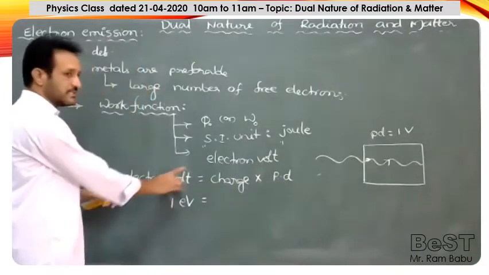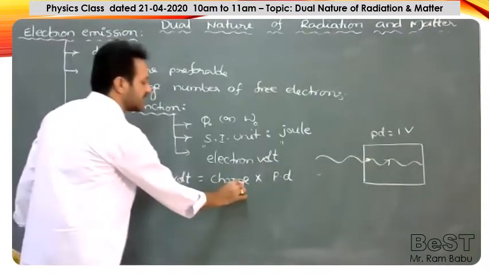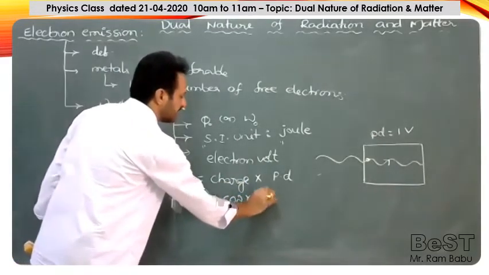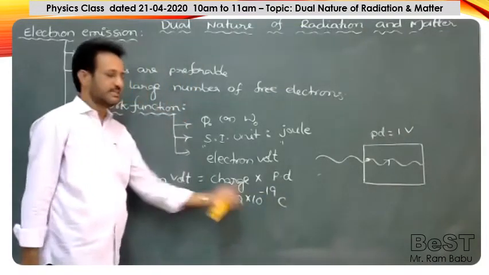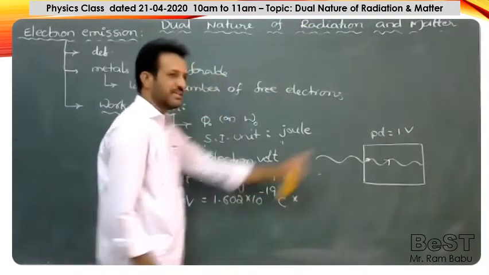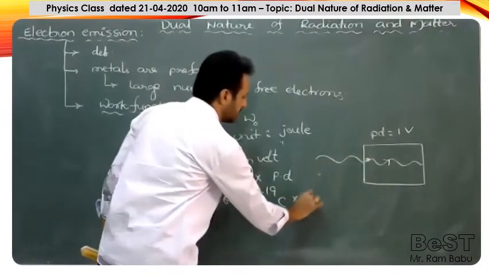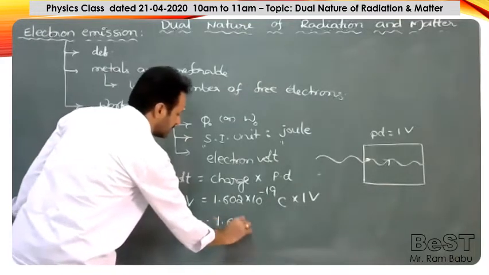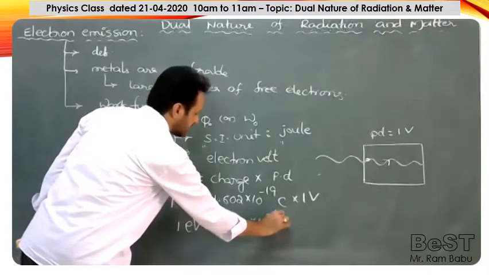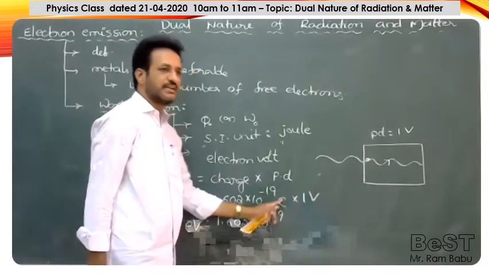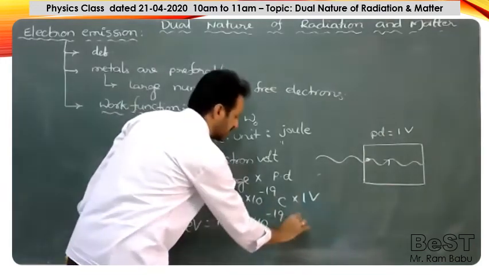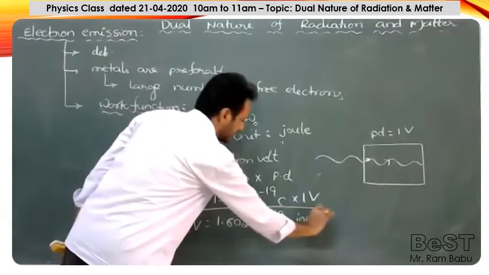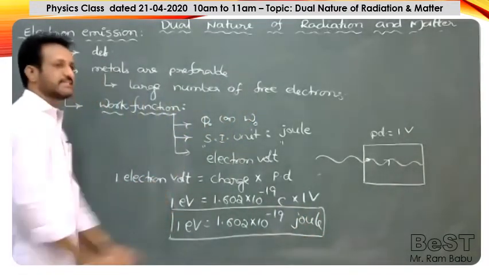1 eV is equal to the charge of electron, 1.602 into 10 to the power of minus 19 coulomb, into potential difference, already we mentioned 1 volt. Therefore 1 electron volt is equal to 1.602 into 10 to the power of minus 19 coulomb into volt, which is nothing but 1 joule. So the value of 1 electron volt is equal to 1.602 into 10 to the power of minus 19 joule.